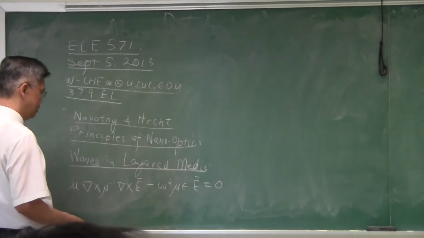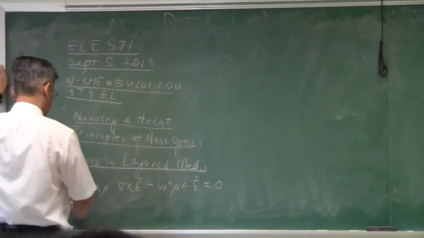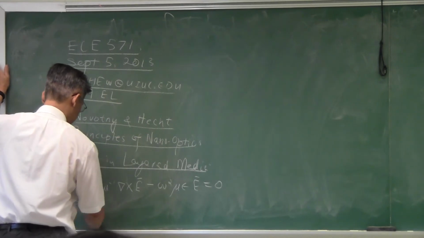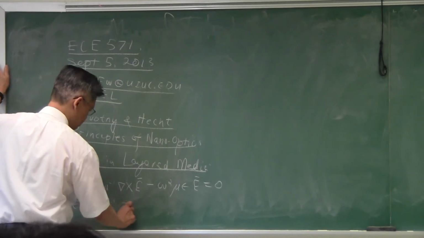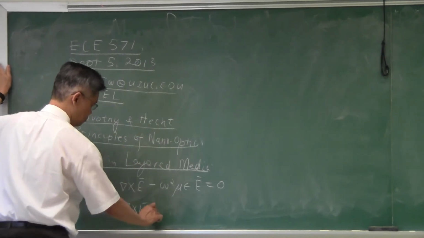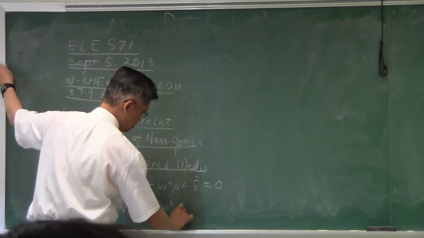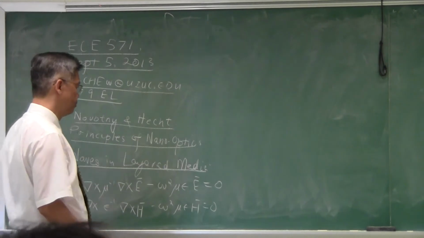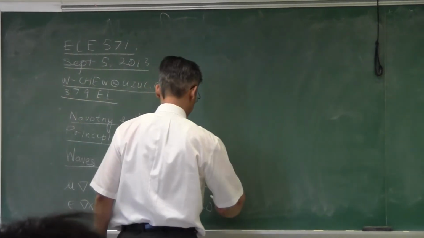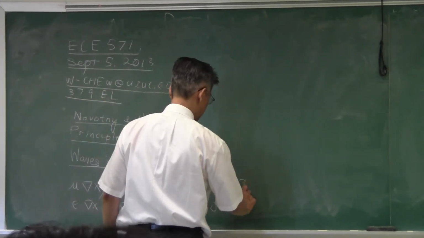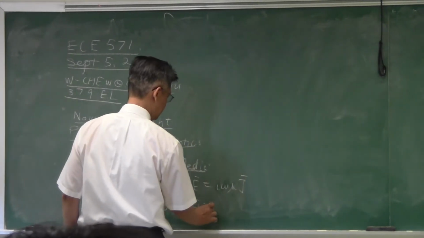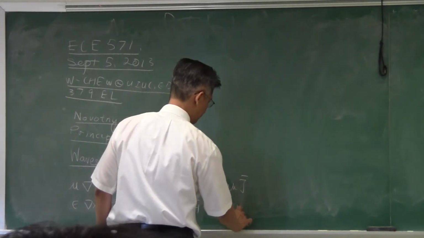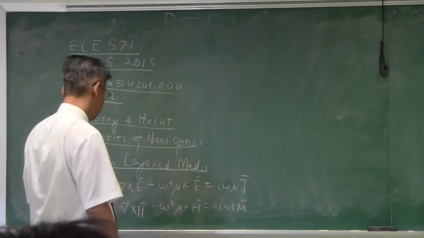Say if I assume that there's no source, this is the vector wave equation, and you have the other one for the magnetic field. And if there's some source, this would be something like i omega mu J, and this would be something like minus i omega epsilon M or something like that. Okay?